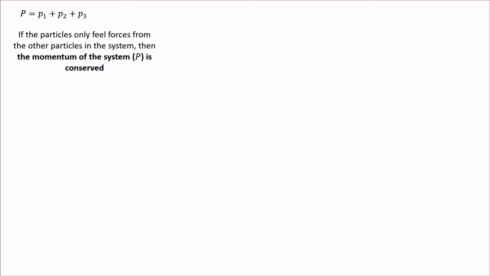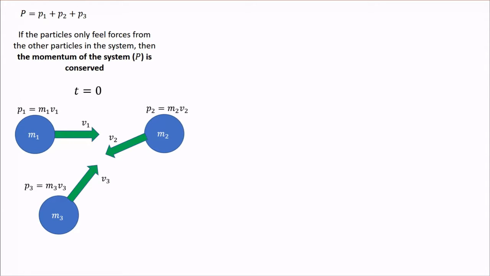At some moment in time, which I will call t equals 0, we can have our particles moving around with different velocities. We can calculate the momentum of each particle and add those momentums together and get some number, which I will call c. That value is the momentum of the system at t equals 0.